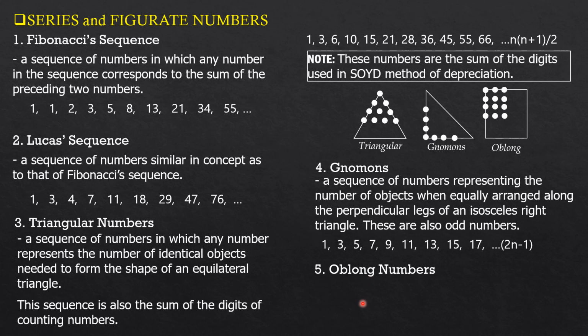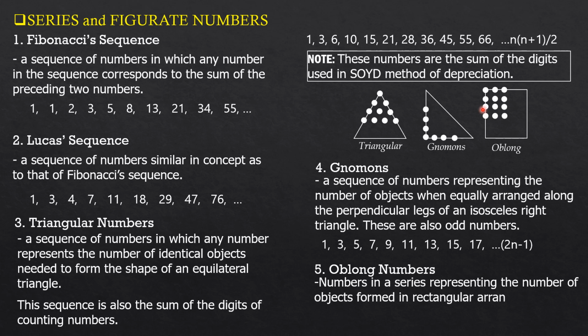Then oblong numbers, I already explained. So 2, which is 1 by 2. 6, which is 2 by 3. 12, which is 3 by 4. 20, which is 4 by 5. 30, which is 5 by 6. 42, which is 6 by 7. 56, which is 7 by 8. Then next is 8 by 9, 72. Next is 9 by 10, which is 90. Next is 10 by 11, which is 110, and so on and so forth.